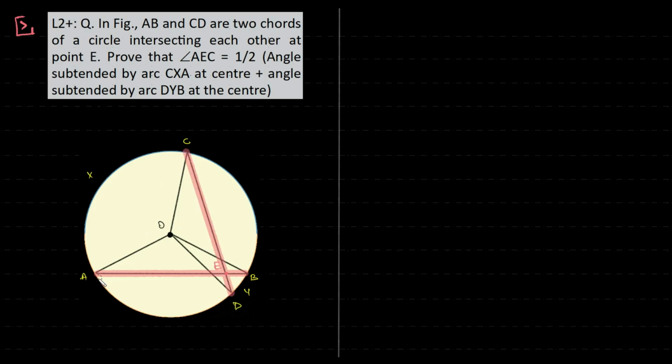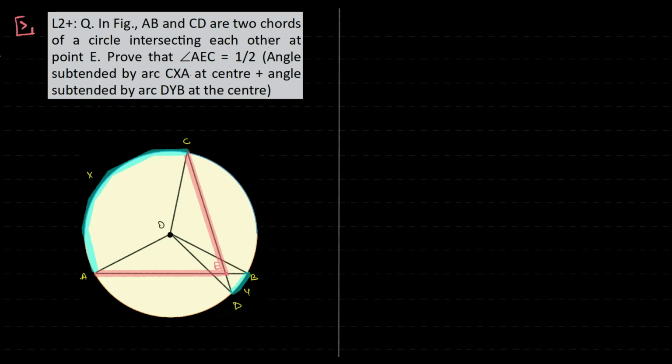Prove that angle AEC, this particular angle, is equal to half the angle subtended by the arc CXA. CXA is over here. That's your CXA, and the angle subtended by arc DYB. So that's your DYB at the center, with respect to the center.